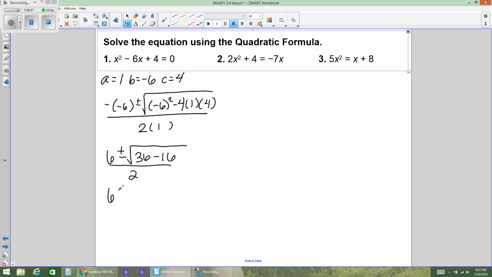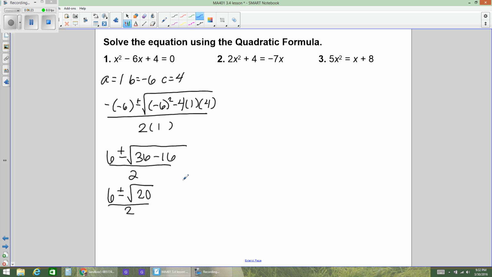So this is 6 plus or minus the square root of 20 over 2. Now, we're not done. I'm so sorry. Do you remember what the square root of 20 is? 20 is a 4 and a 5, so you should get 2 radical 5. So I'm going to rewrite this: 6 plus or minus 2 radical 5 over 2.